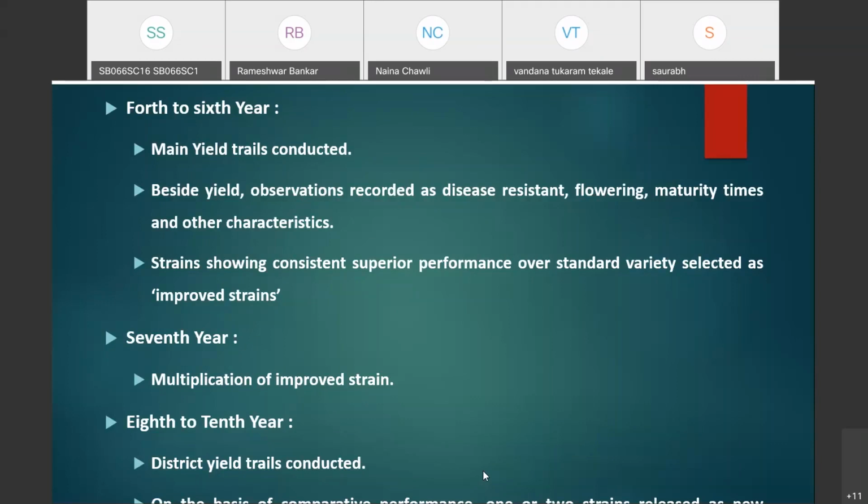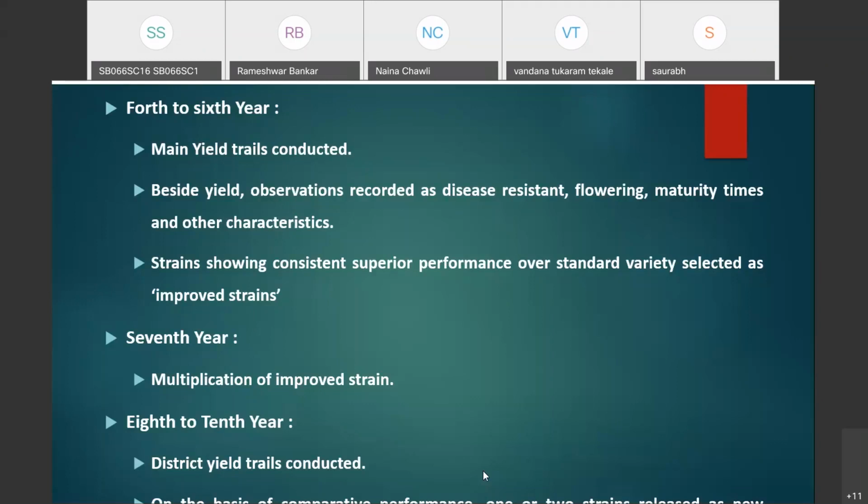लक्षात आलं? म्हणजे पहिल्यांदा जे एक्सपेरिमेंटल स्ट्रेन होते ते आता इम्प्रूव्ड स्ट्रेन झालेले आहेत मेन yield ट्रायल झाल्यानंतर. म्हणजे 4थ्या 5व्या आणि 6व्या जनरेशन मध्ये मेन yield ट्रायल्स कंडक्ट केले जातात आणि जे चांगले परफॉर्मर्स आहेत ते ठेवले जातात आणि त्यांना आपण इम्प्रूव्ड स्ट्रेन असं म्हणत असतो.